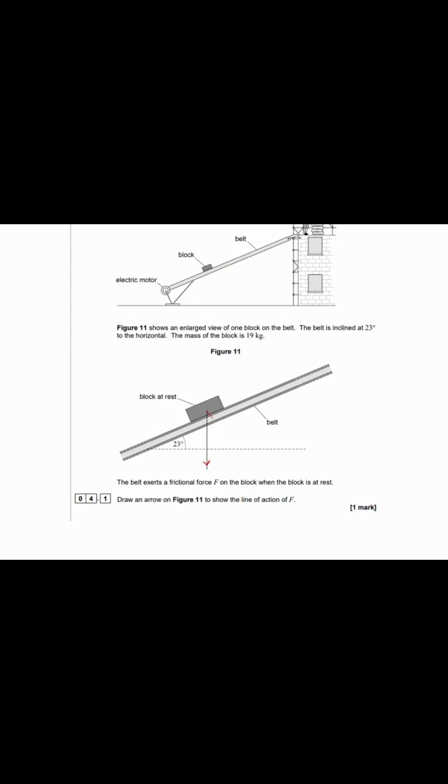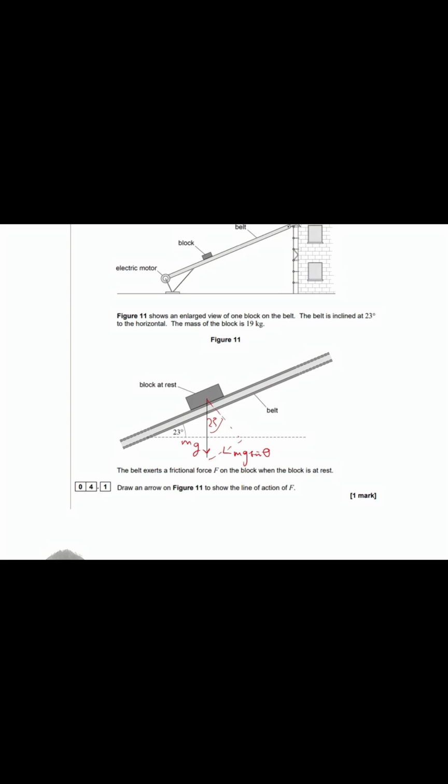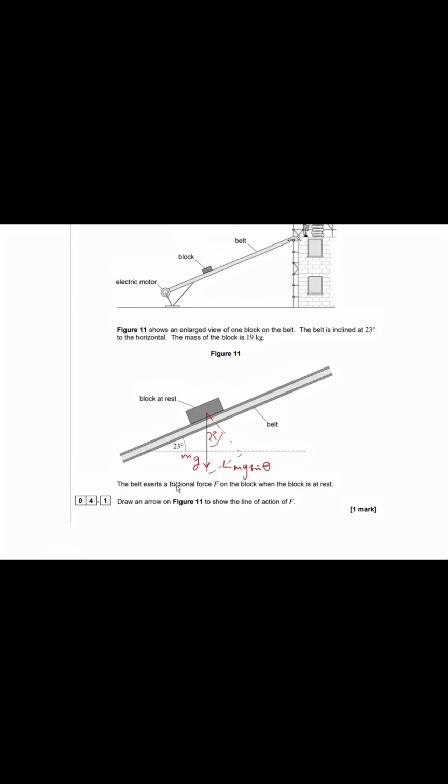So there's 23. That's mg sine theta. We may need to use it. We never know. This is mg. They told you the block is 19 kilograms anyway, so maybe we're going to use that. Draw an arrow on the figure to show the line of action of the force. The belt exerts a frictional force on the block when it's at rest. So when it's at rest, mg sine theta is downwards, and you've got a force upwards of F, the frictional force stopping it sliding down. Probably make sure you're joining it to the block.